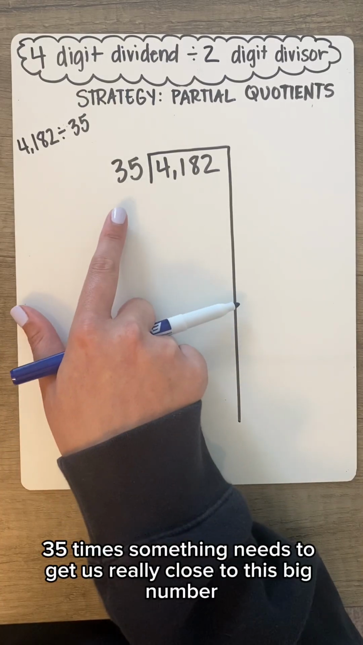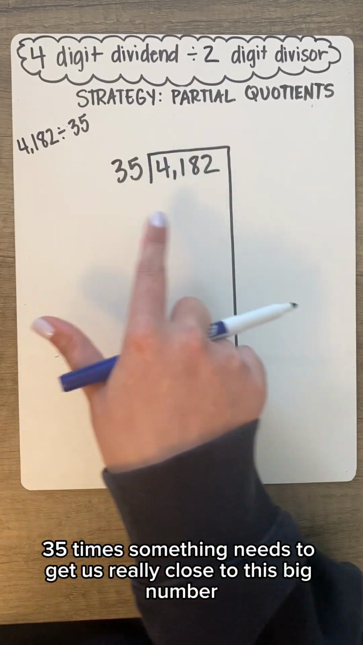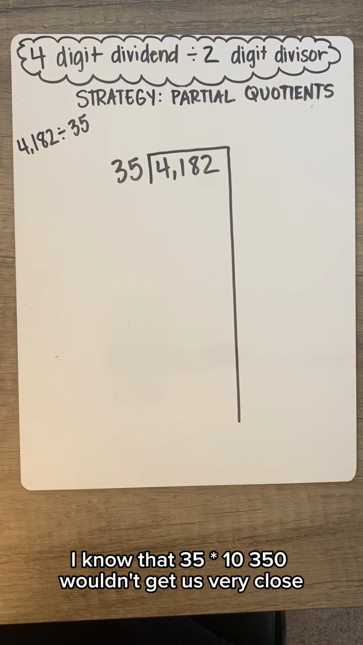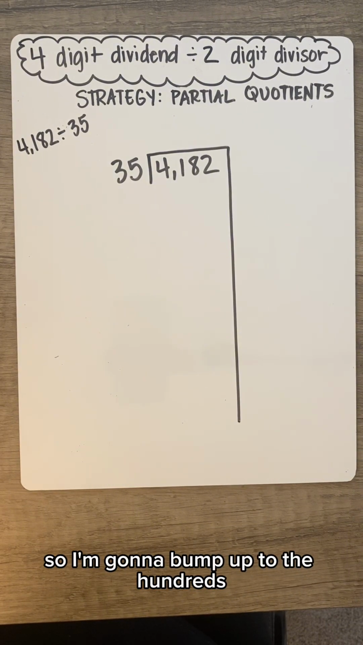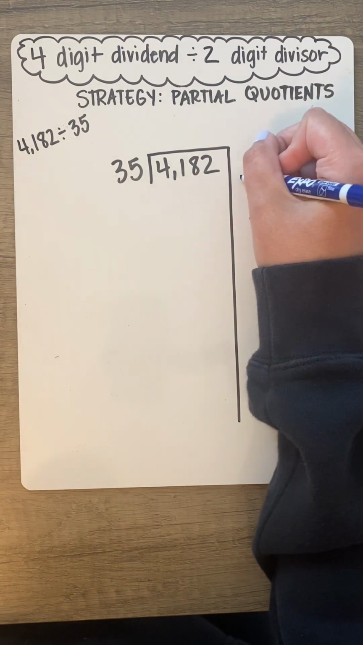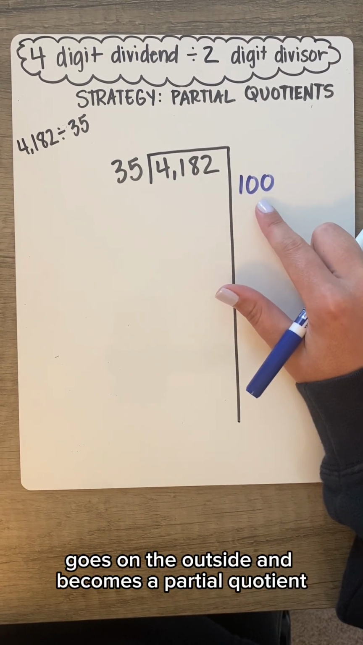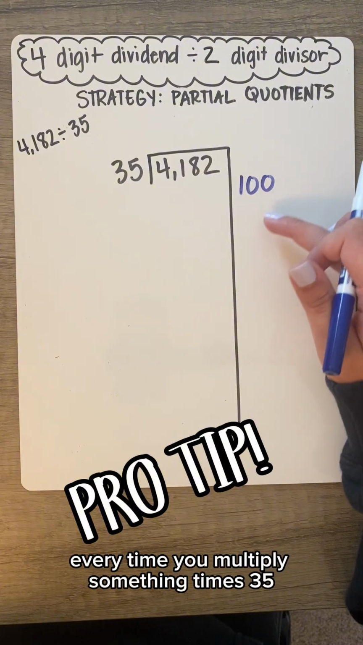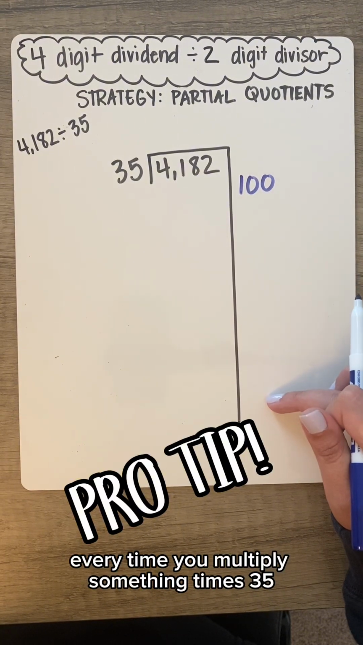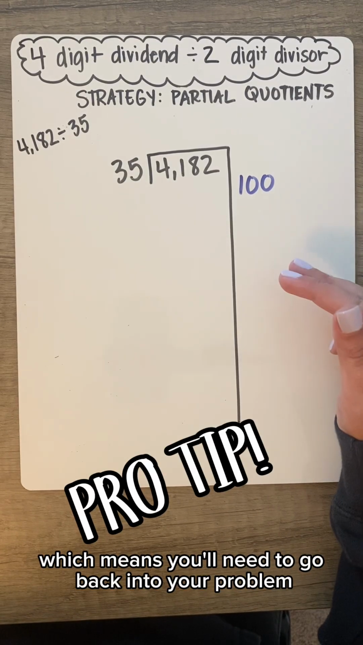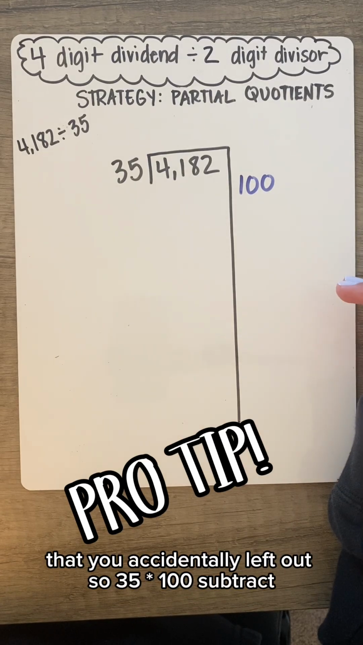So to start us off, 35 times something needs to get us really close to this big number right here. Off the top of my head, I know that 35 times 10, 350, wouldn't get us very close. So I'm going to bump up to the hundreds. 35 times 100 would get us pretty close, 3,500. So I'm going to start with that. Remember that whatever we're multiplying by goes on the outside and becomes a partial quotient that will get added up later. Make sure that you're listing every time you multiply something times 35, or else it will throw off your final quotient in the end, which means you'll need to go back into your problem and try to find the partial quotient that you accidentally left out.